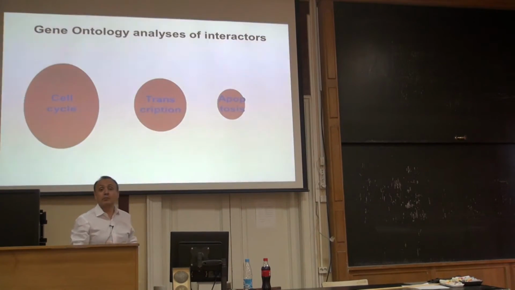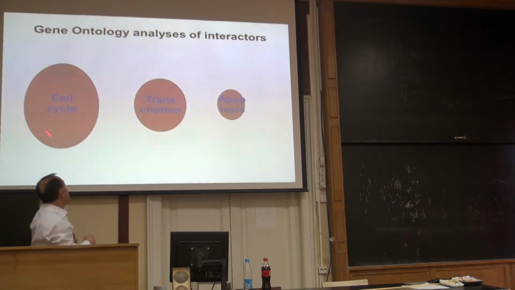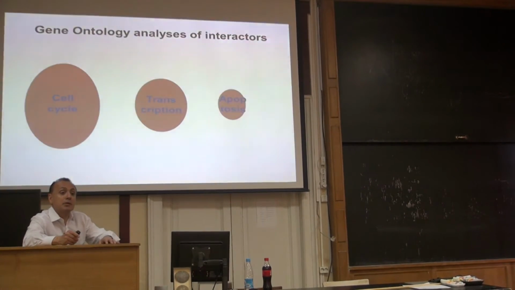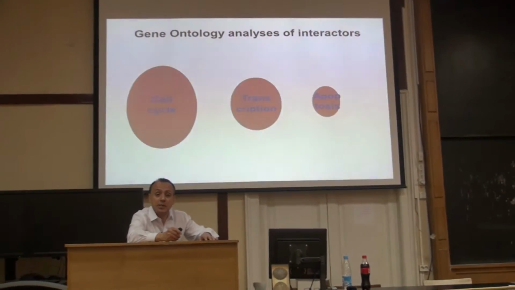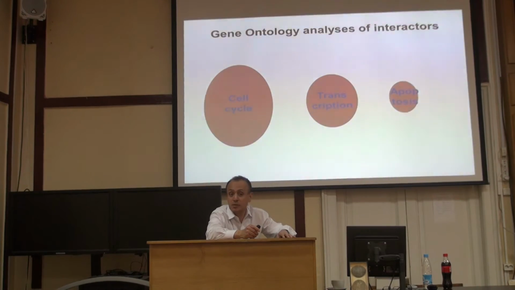And of course we're expecting to see proteins in a cell cycle category, because cyclin D1 is a cell cycle protein, and sure enough, this was the most enriched function among cyclin D1 interactors. But quite surprisingly, we found that the second most enriched group is transcription. And then we found several transcriptional proteins interacting with cyclin D1.